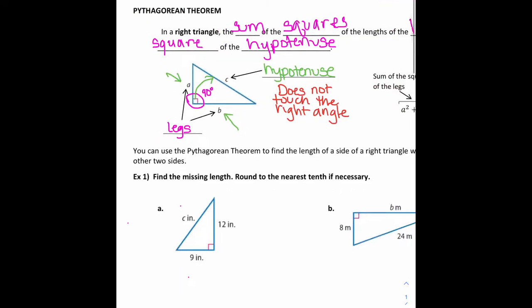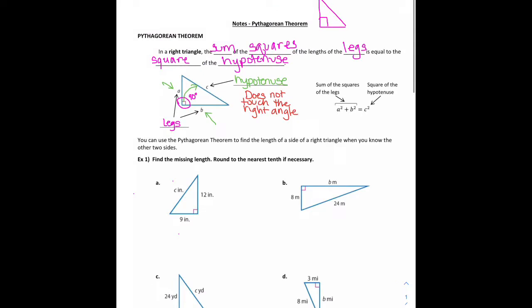For these problems, we're missing a length of the triangle. In order to find it, we can use Pythagoras' theorem by plugging in the different values. So let's go ahead and read these notes. It says you can use the Pythagorean theorem to find the length of a side of a right triangle when you know the other two sides. We definitely have to know 2 out of the 3 to use this theorem.